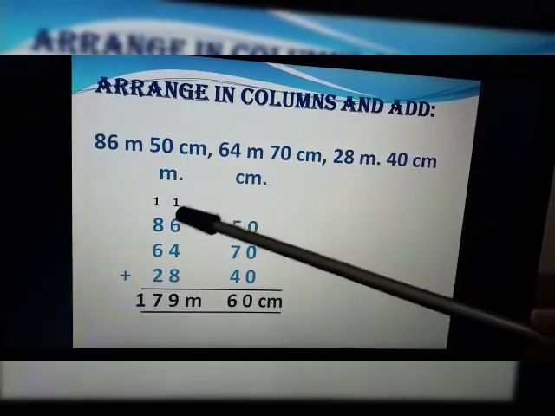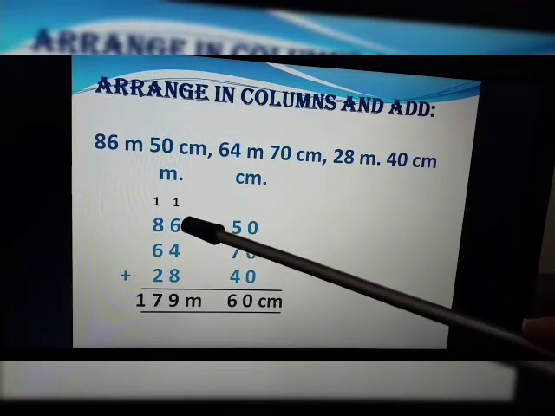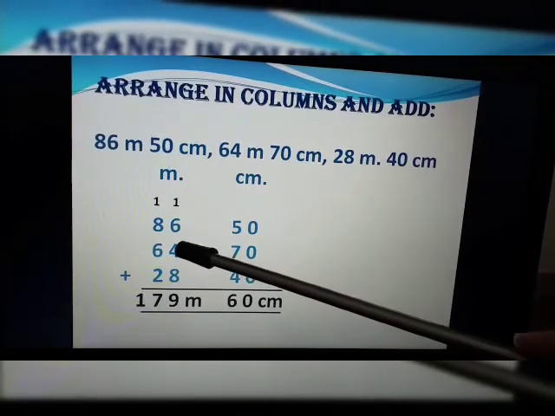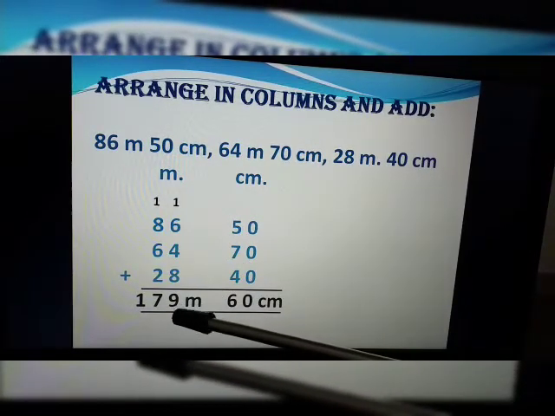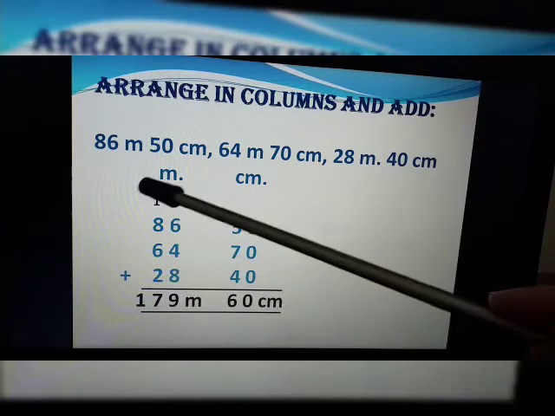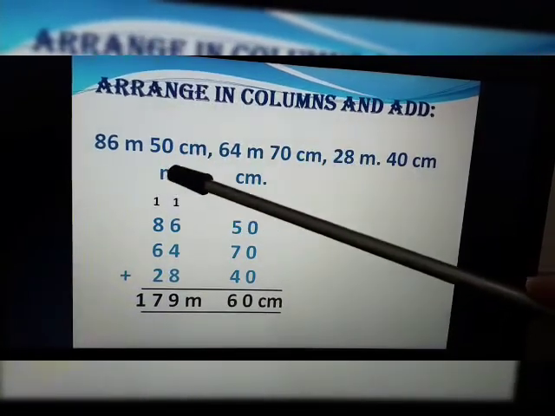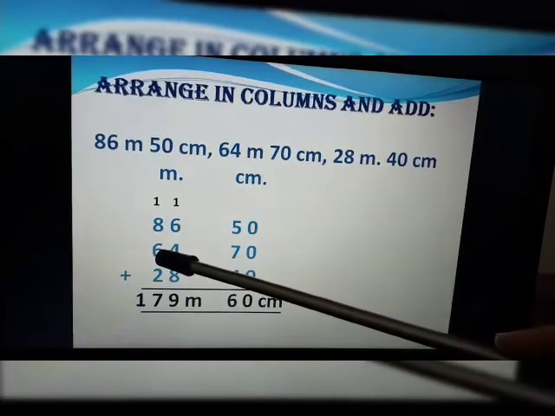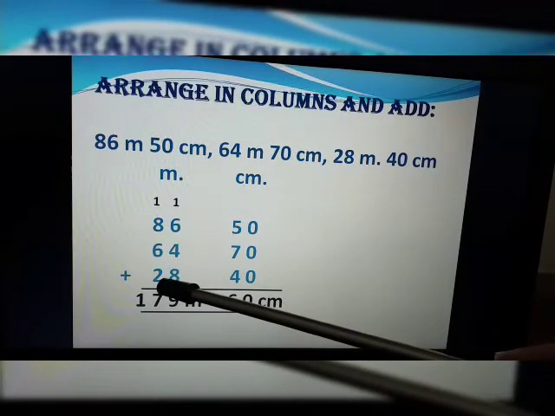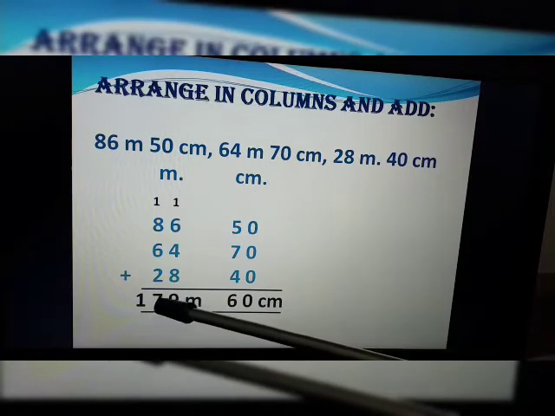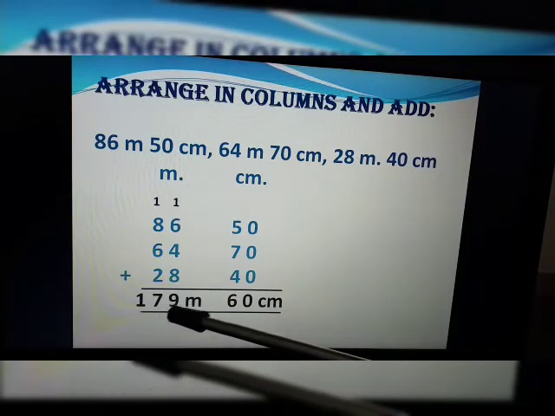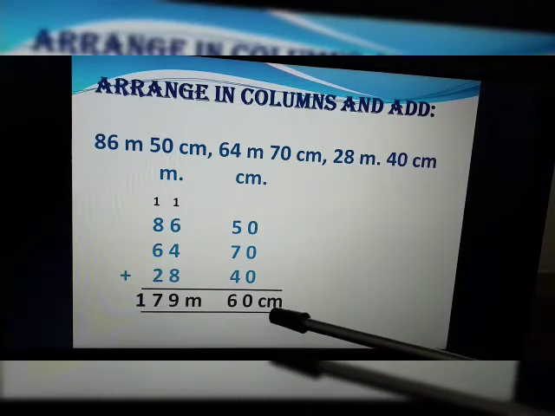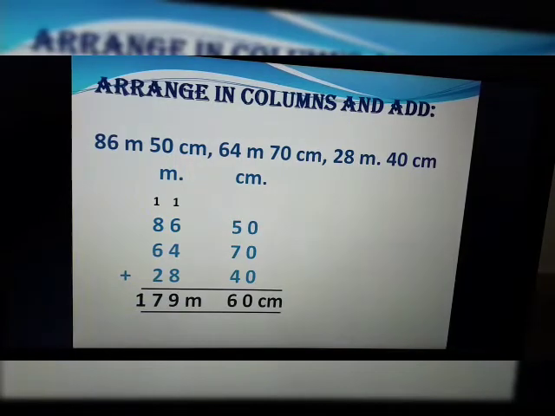Now 1 plus 6, 7 plus 4, 11 plus 8 is equal to 19. So 9 will be here and 1 will be carried over to the next number. 1 and 1 plus 8, 9. 9 plus 6, 15, and 15 plus 2, 17. That means the answer will be 179 meter and 60 centimeter.